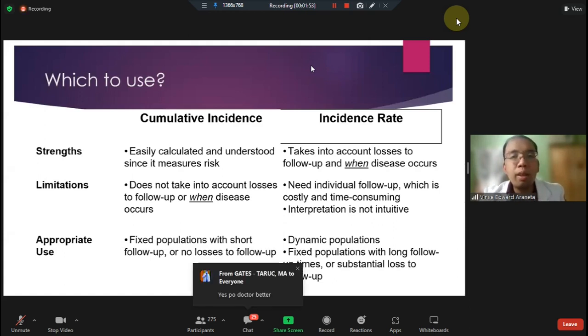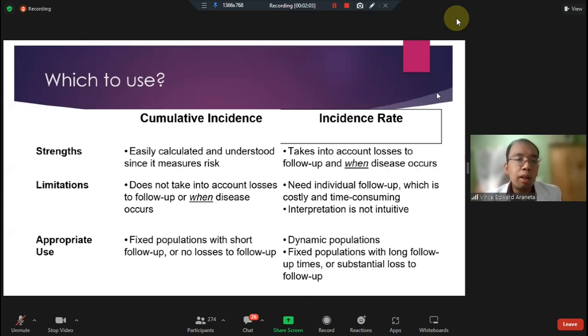Again, with regards to the difference between cumulative incidence and incidence rate, you can take note of this table. For the strength, cumulative incidence is easier to calculate and understand since it measures risk. While incidence rate, or incidence density, or person-time rate, takes into account losses to follow-up when disease occurs.